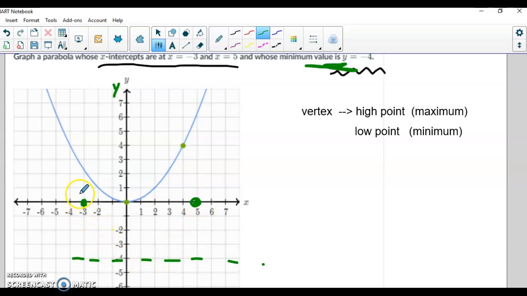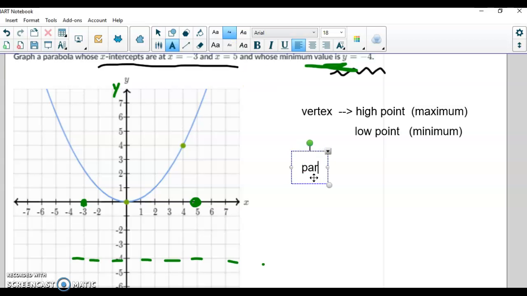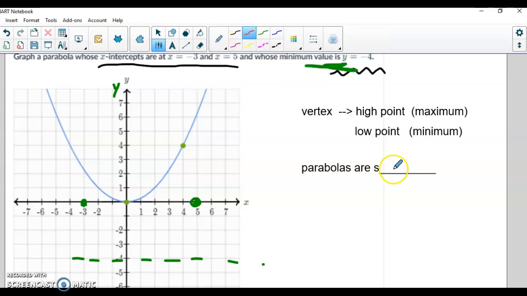Now we learned in the last problem that parabolas are what? Parabolas are, begins with an S. Let's see if we can think of it. It's S. There's two M's in it. T, R, I, C, right? They're symmetric. Meaning that the halfway between the x-intercepts, you're going to have your high point or low point.